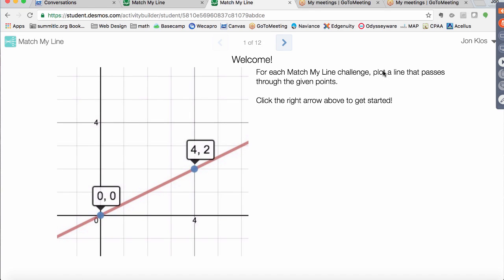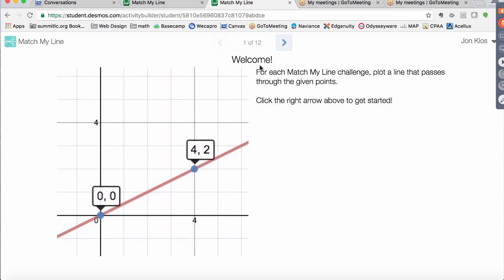Hey everyone, in my algebra class, I wanted to help you get started with the week 8 Desmos activity called Match My Line. Again, this week we're going to be looking at equations, tables, and graphs of linear patterns and learning how they all relate and put them together.